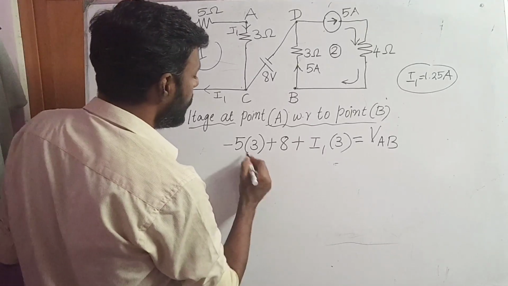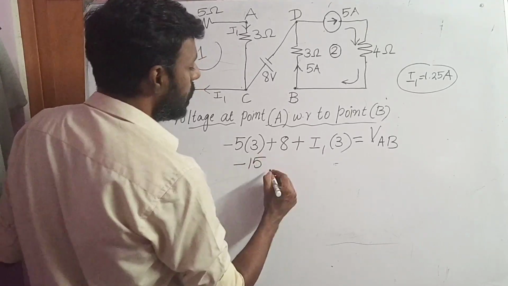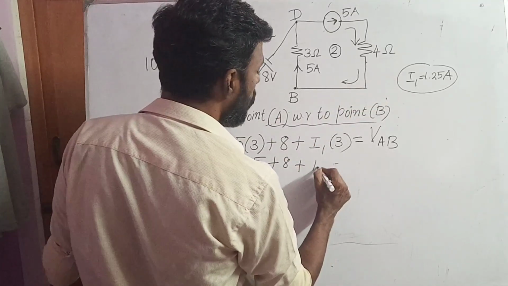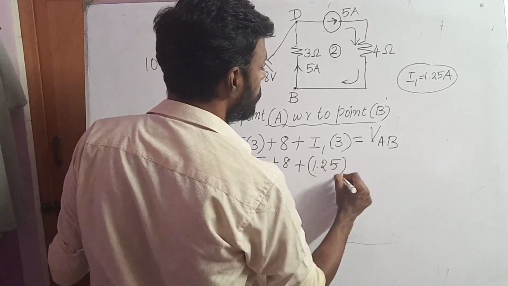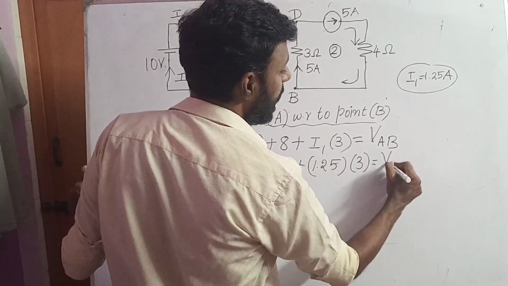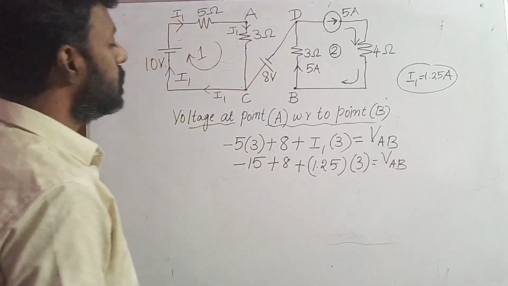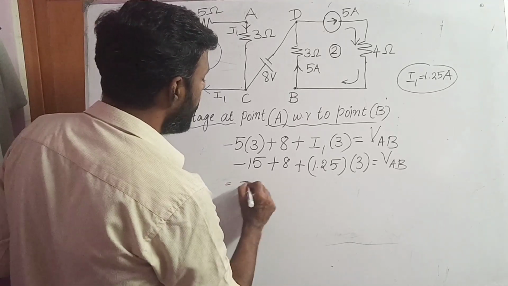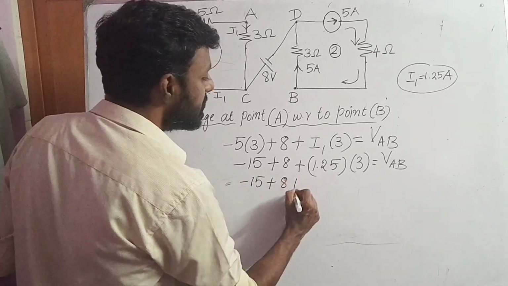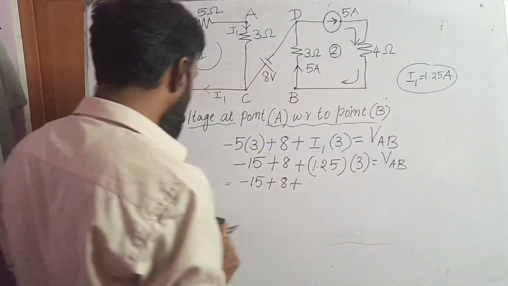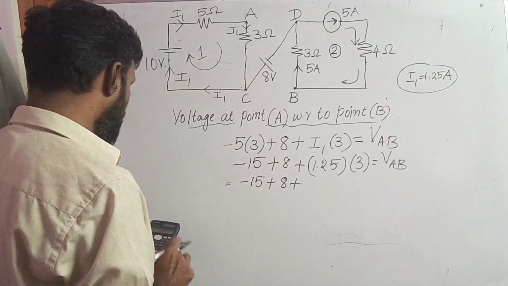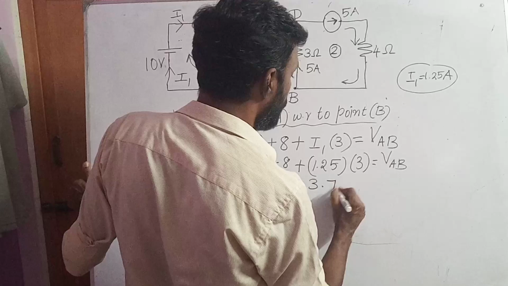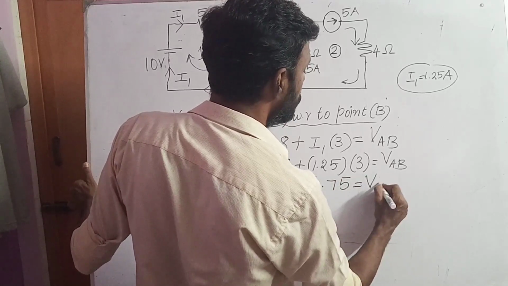So it will be minus 5 3s are 15. Minus 15 plus 8 plus I1 is 1.25, 1.25 into 3, which is nothing but VAB. That is voltage at point A with respect to B. So it will be minus 15 plus 8 plus what is 1.25 into 3? 1.25 into 3, which is 3.75, which will be 3.75 equal to VAB.